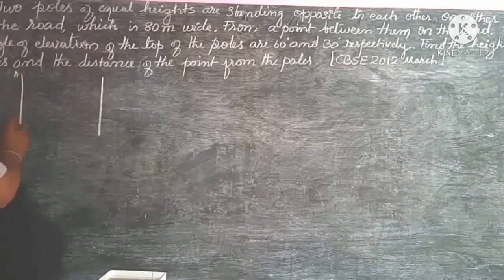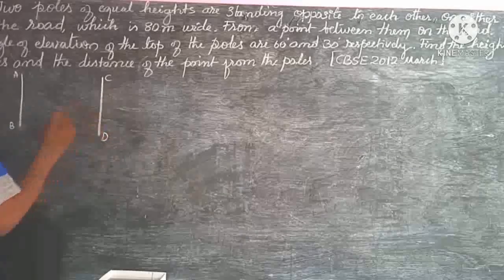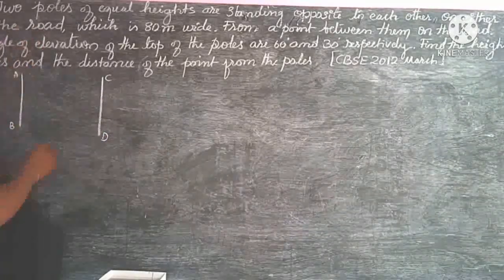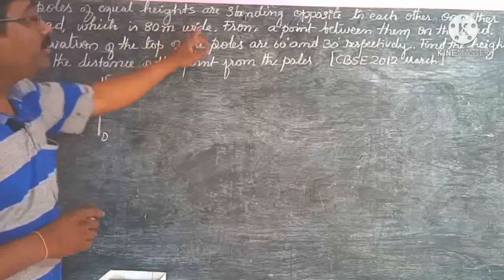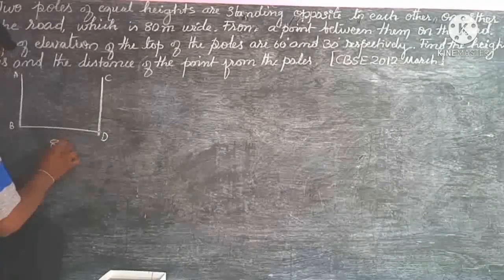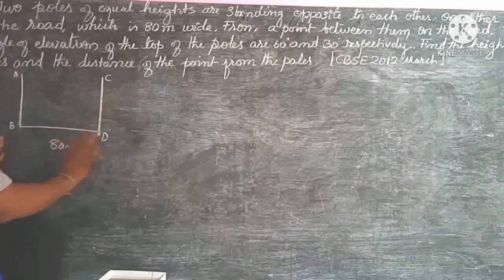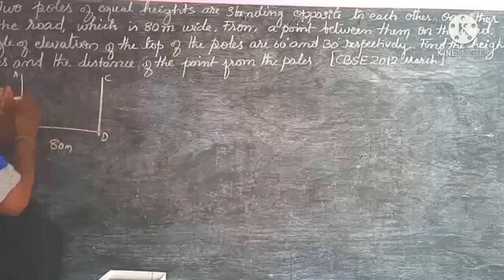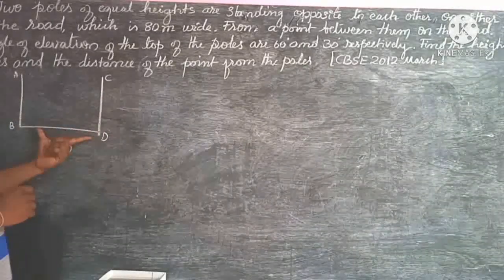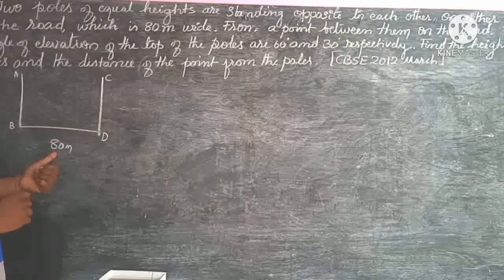So we consider AB and CD as the two poles. They are standing opposite to each other on either side of a road which is 80 meters wide. The distance between the two poles is 80 meters. The height of the poles is not mentioned, only the distance between them, which is 80 meters.